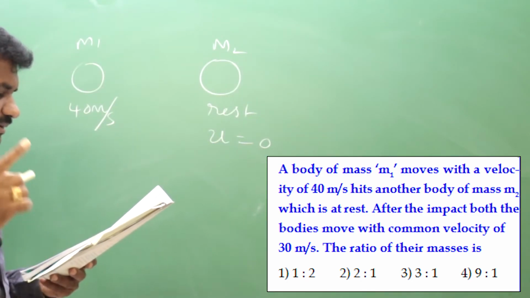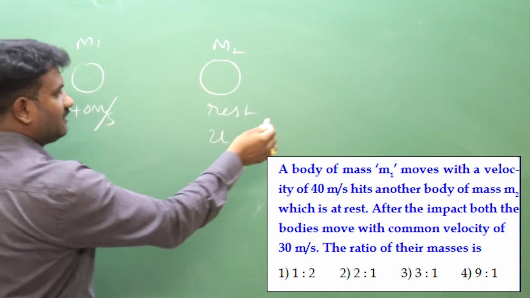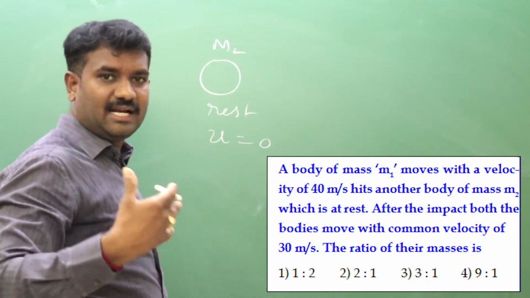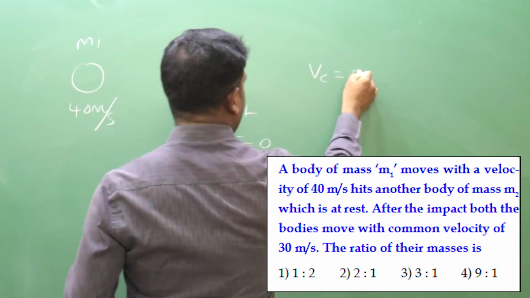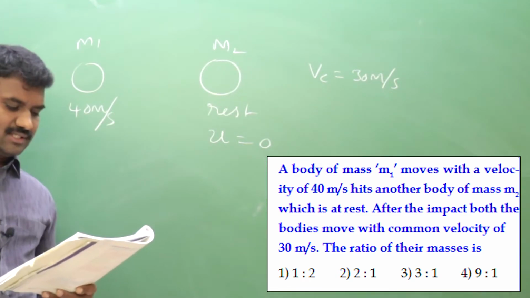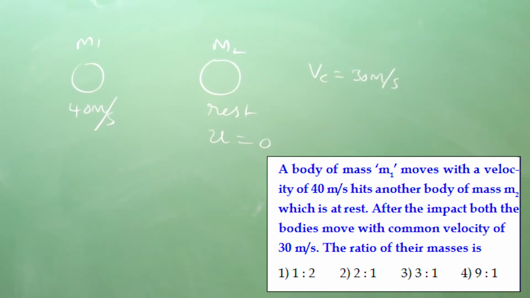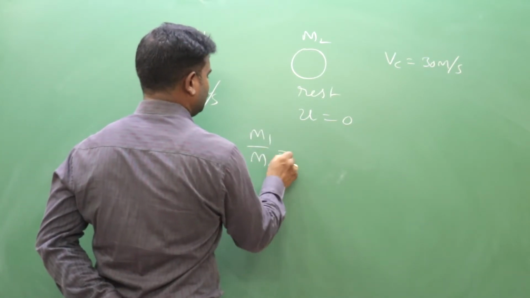After the impact, both the bodies move with a common velocity of 30 meter per second. So after the impact, what happened? They stick together and they are moving with the common velocity. V common is equal to 30 meter per second. Then the question is, what is the ratio of their masses? m1 by m2 is equal to how much?